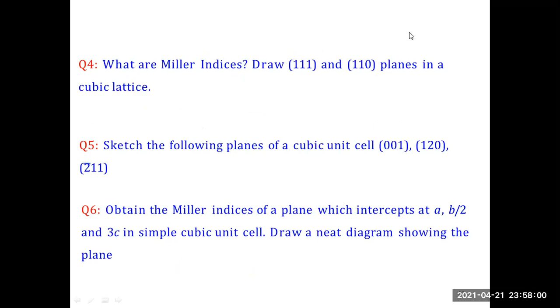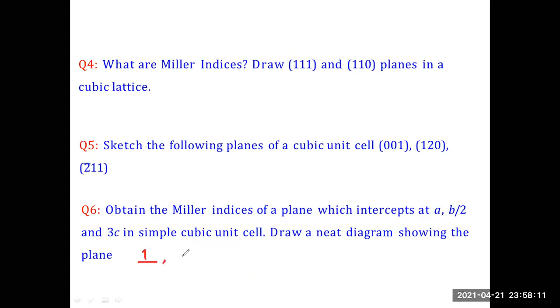So how can we calculate it? See, first of all, you need to take this A. In the first step, we'll just take it as 1, right? 1, comma. See, b by 2 is given, so what have I written? 1 by 2, with the c. See, I have taken the intercepts.